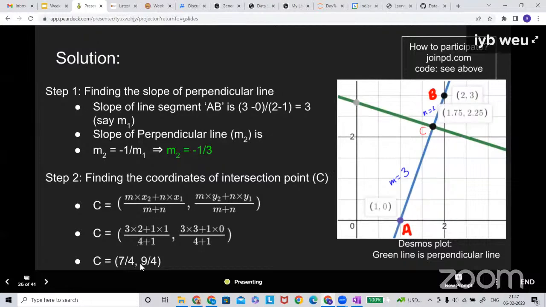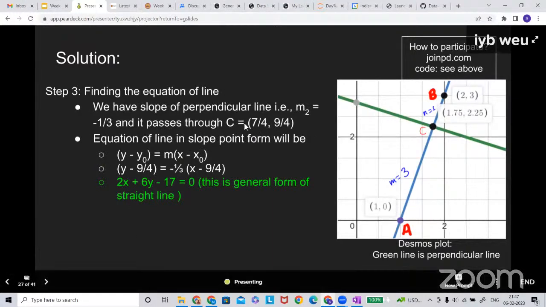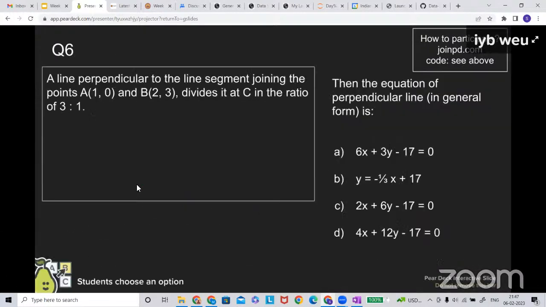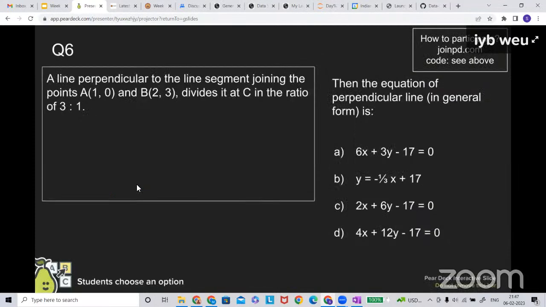And now the one-point form. Using the one-point form, you have the slope and you already have a point. You know the formula: y minus y0 equals m into x minus x0. Just substitute in that and you will get the equation of the line, 2x plus 6y minus 17 equal to 0 in the general form. So which option is going to be true here? The C option, right? -17, yeah. The third option is going to be true.